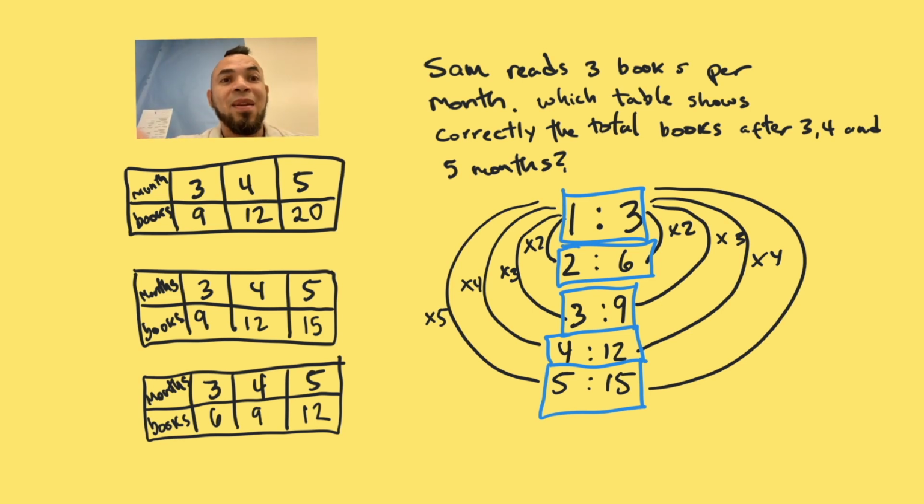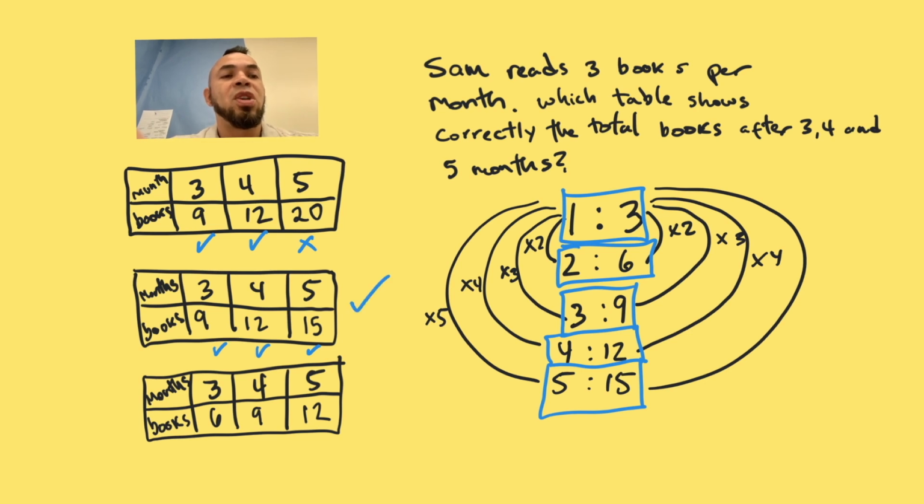Now I can easily compare it to the tables that we have. So this one says after 3 months, they're reading 9 books. That's correct. After 4 months, 12 books. After 5 months, 20 books. Nope. And then I look at the next one. After 3 months, 9 books. Correct. After 4 months, 12 books. Correct. After 5 months, 15 books. Correct. And that one looks correct.